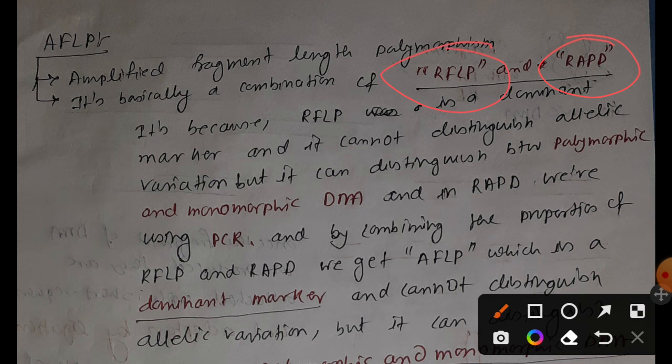RFLP has two steps, as we discussed in the earlier video: one is restriction endonuclease digestion, and the other is agarose gel electrophoresis, by which we visualize the variation in the length of the polymorphic DNA. And in RAPD we are using PCR. So if we combine these three steps, we end up with AFLP.